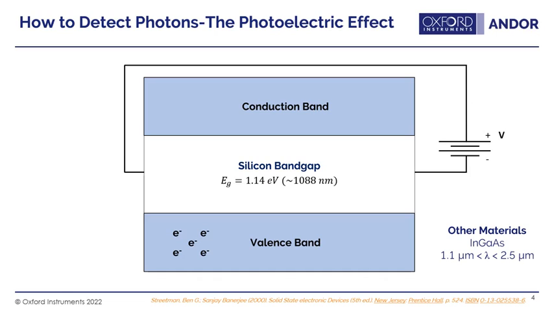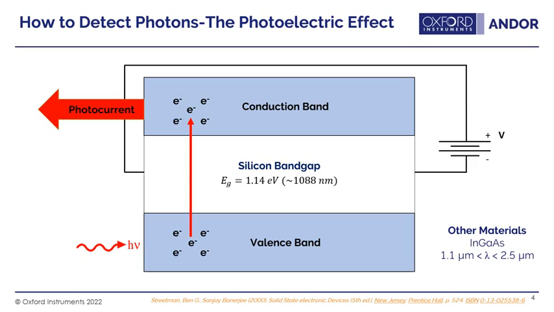What can happen is when light comes in, and this light has to have energy greater than the band gap of the material and interacts with the material, it can take electrons from the valence band and excite them into the conduction band. And if you go ahead and put an electric field on this material, you can move these electrons and generate a current. And this is the basis for our signal, the photocurrent.